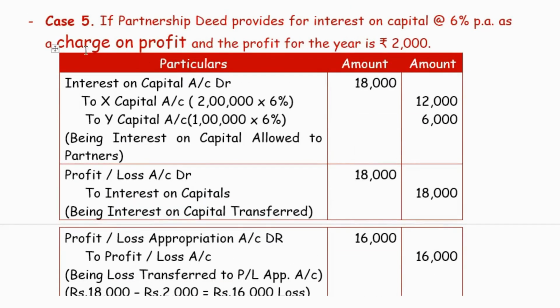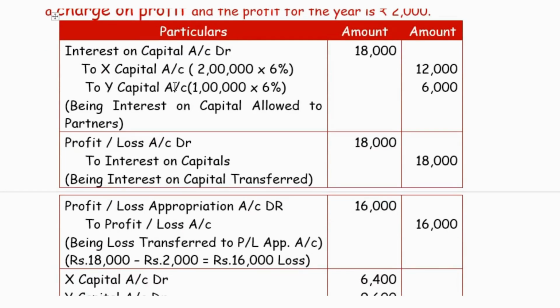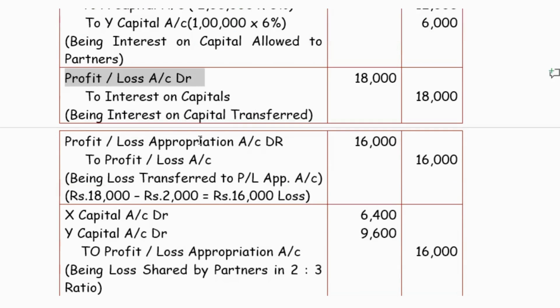So the point to be noted here is the charge on profit. Whenever there is a charge on profit, whether you earn sufficient profit or not, it is to be fixed in the profit or loss account itself, the normal profit or loss account itself.